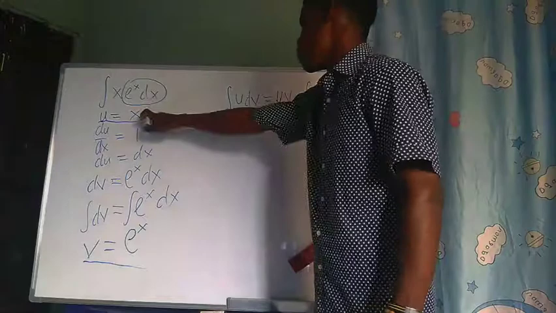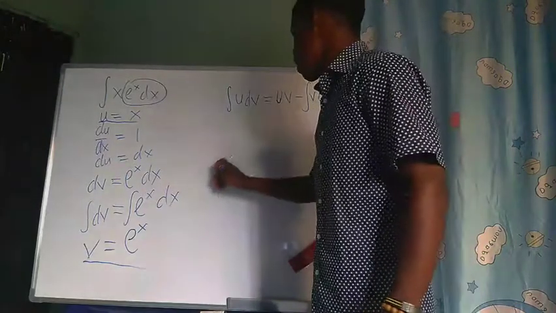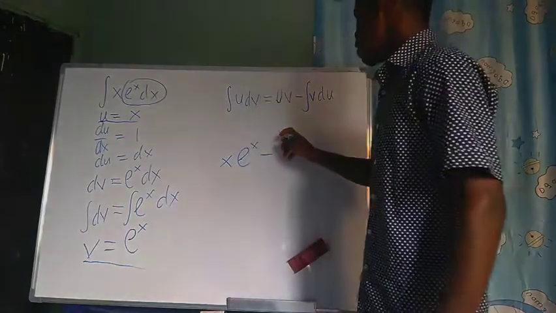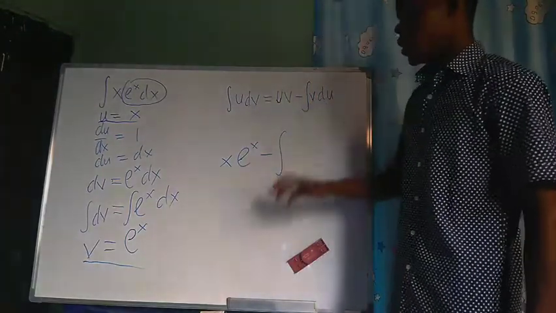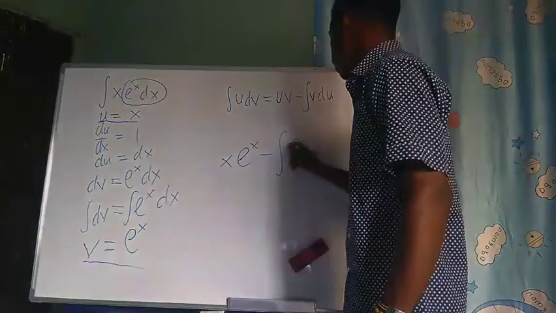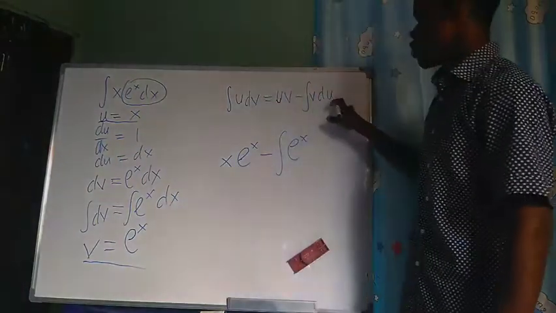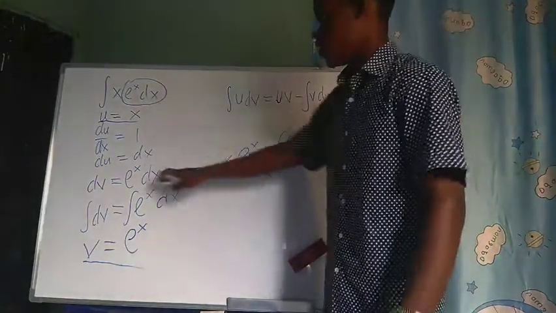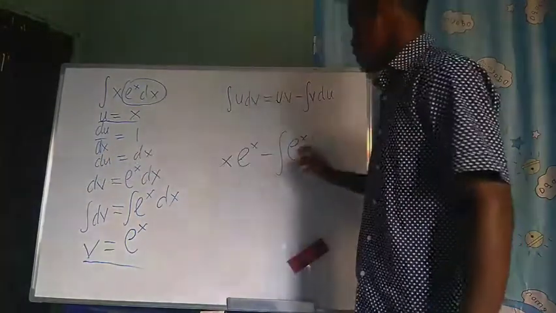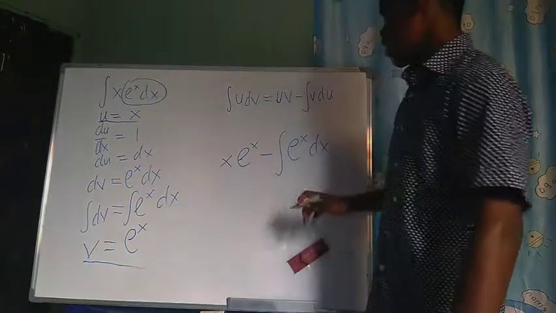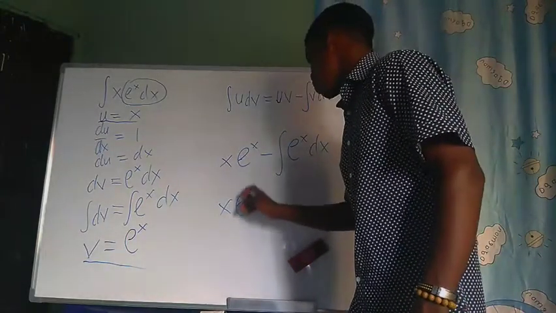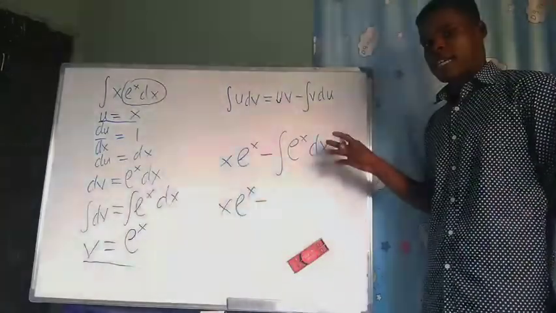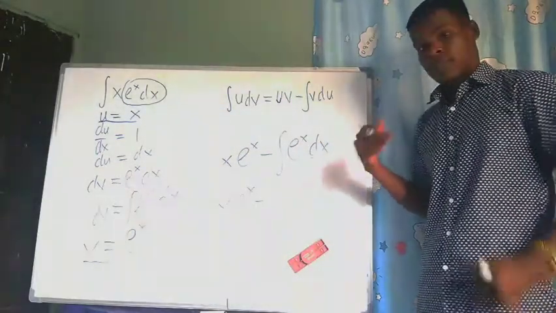We have u times v is going to be x times e to the x minus the integral of v, here is just e to the x. Write that out. And the u here is what? Is dx. No, sorry, the du is here, so that's just dx. And now we have x e to the x minus the integral of e to the x dx is just what? That is just the same thing, like I said.